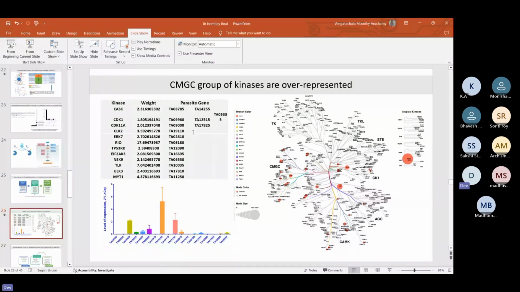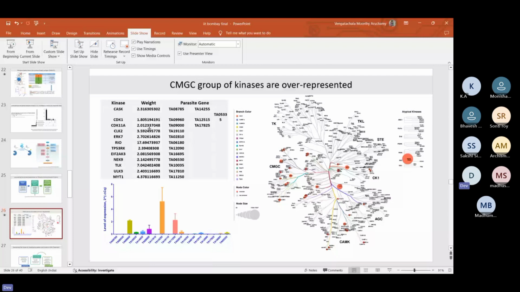Okay. Now, this kinase tree represents the total kinases that we have identified from our prediction of the parasite proteins. And the circle size represents the weightage of each kinase. What we found here from looking at the data is that RIOK3 is one of the highest weighted kinases, and all these top 10 we have highlighted.